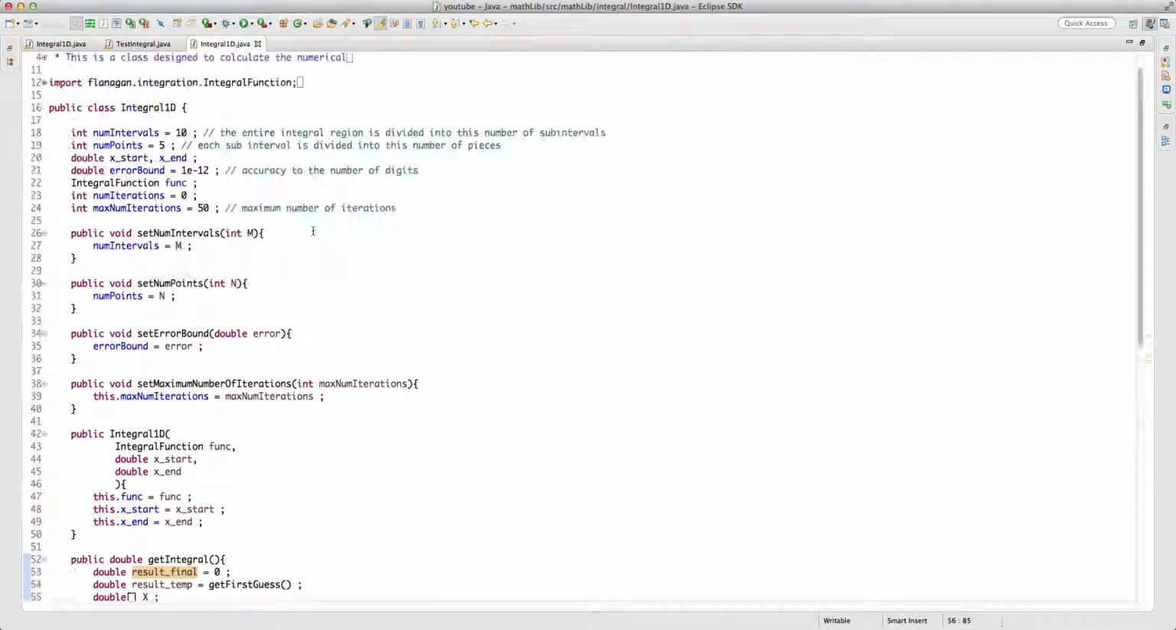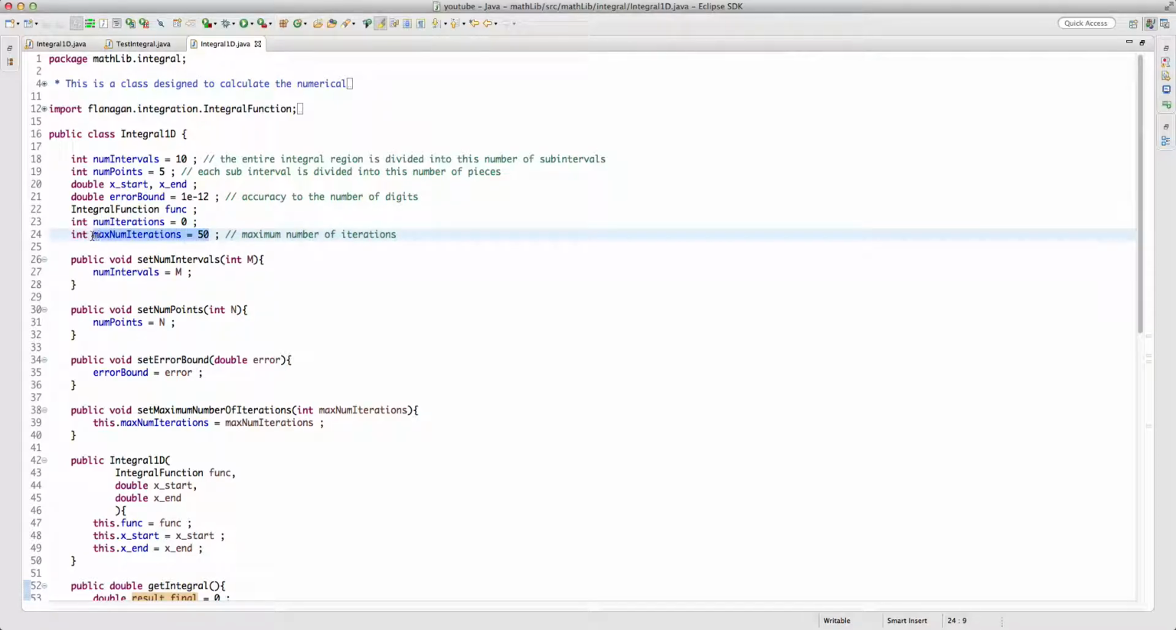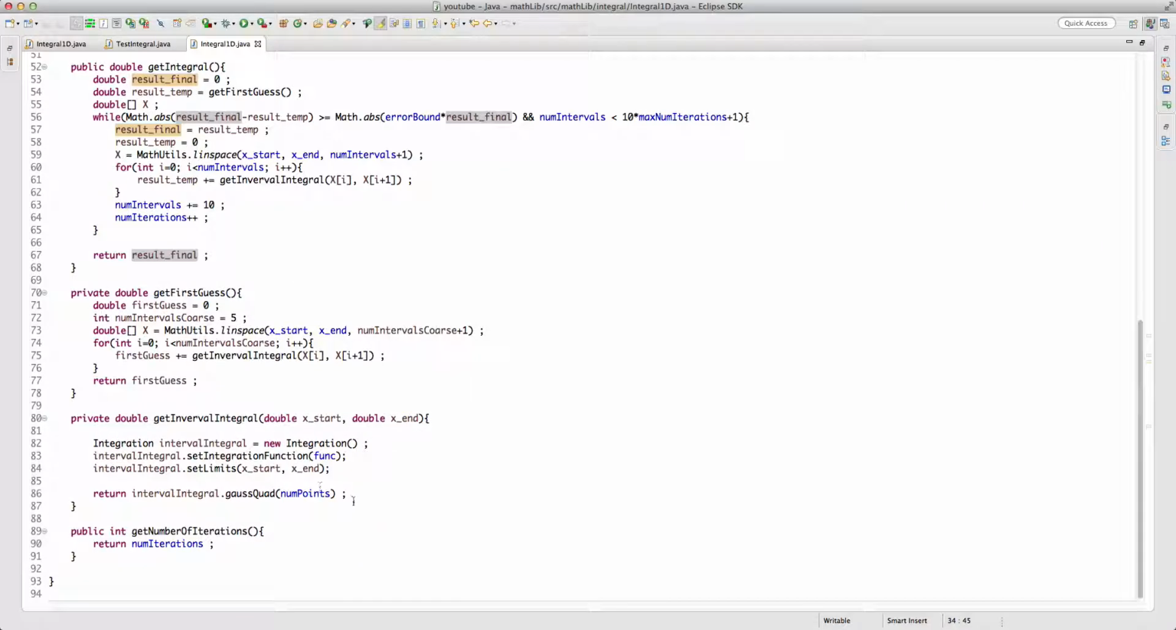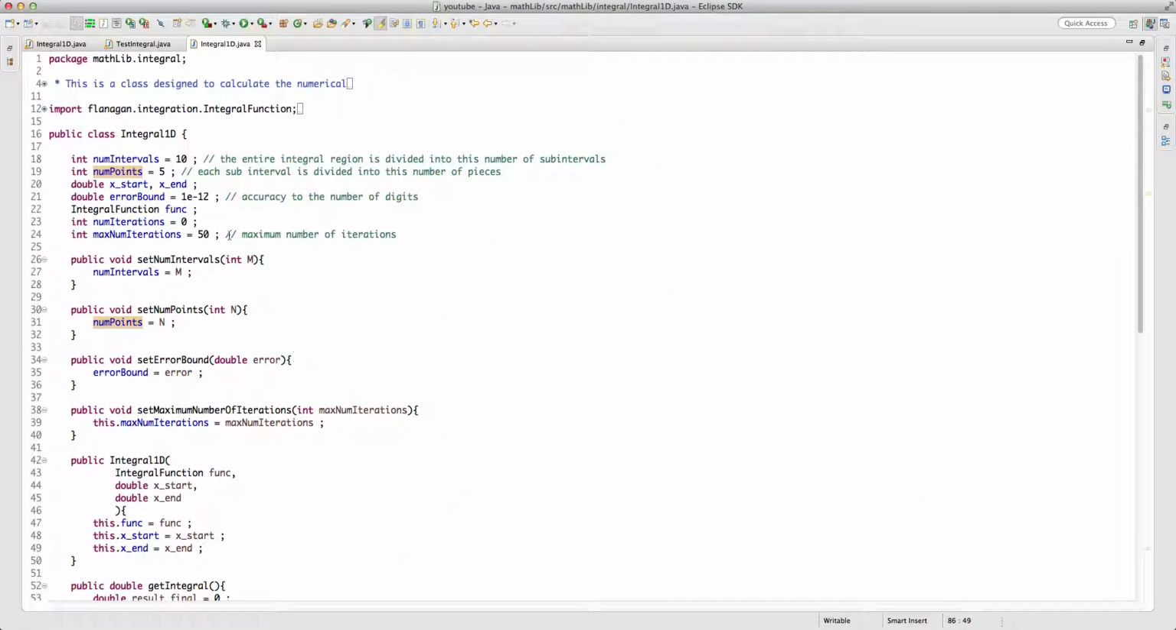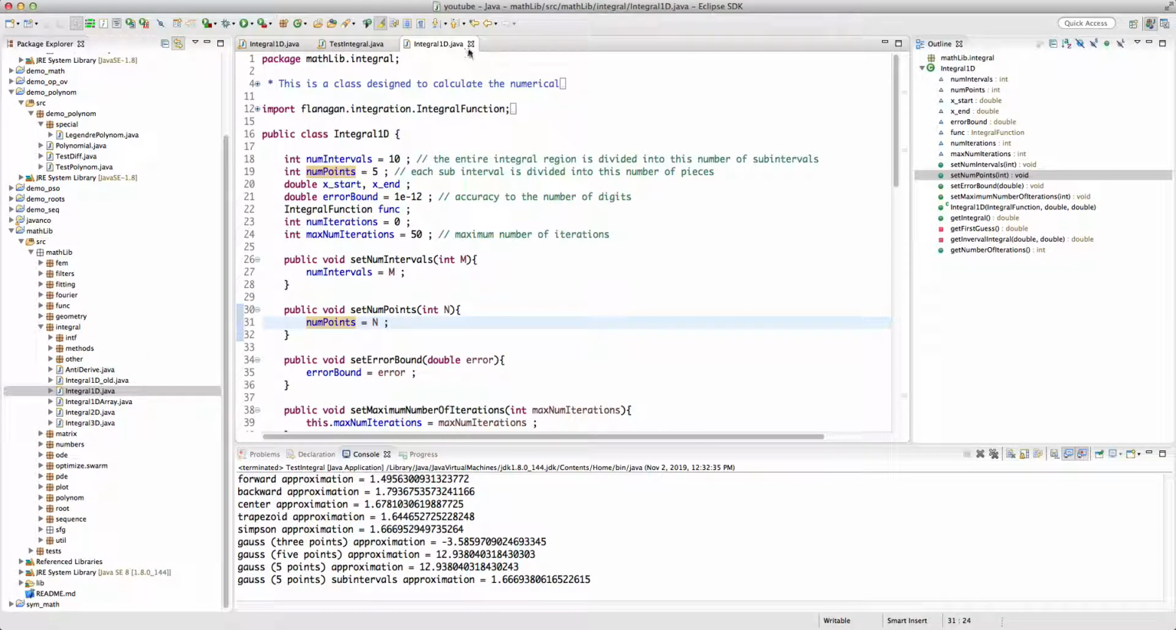If not, I continue until either the convergence is reached or I hit the maximum number of iterations. But the Gauss quad is always kept at a fixed number of points, which is initially 5, and you can change it using this setter function, all right?